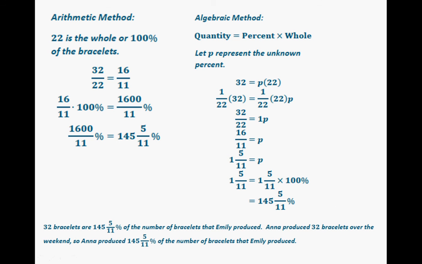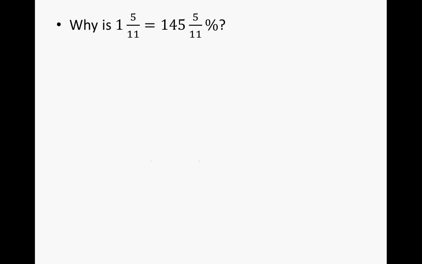So 32 bracelets are 145 5/11% of the number of bracelets that Emily produced. Anna produced 32 bracelets over the weekend, so Anna produced 145 and 5/11% of the number of bracelets that Emily produced. All right, so let's take a look at why 1 and 5/11, how did that become 145 and 5/11%? Why is it not 100 and 5/11%?